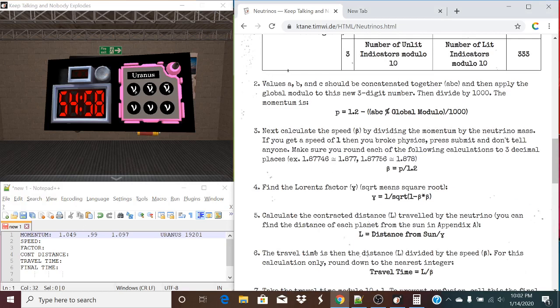So next up, we're going to calculate the speed of this. And there's a little unicorn here. After applying this, if you get a speed of 1, then you broke physics. Press submit and don't tell anyone, which is basically your unicorn, but I've never seen that happen before. So let's take a look at what this is asking for us. We're going to take our speed, this will be our speed value here, theta. We're going to take the momentum we calculated here, and divide that by 1.2.